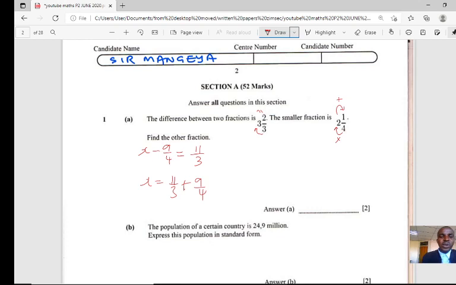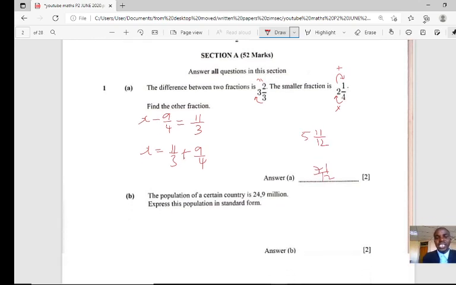Right, now using a calculator, can you add this one? 11 over 3 plus 9 over 4. What do you get? You can get 5 and 11 over 12, or you can express it as an improper fraction, 71 over 12. It's still the same. It's an exact answer.